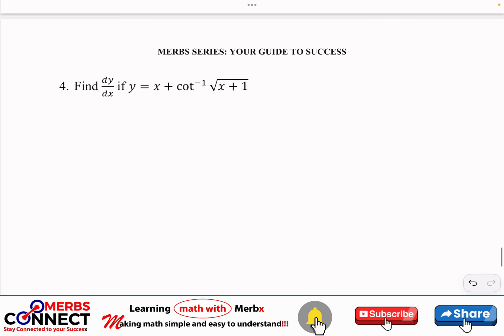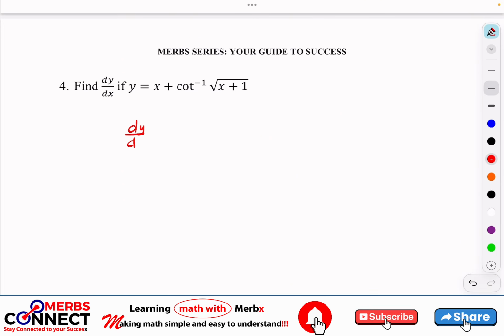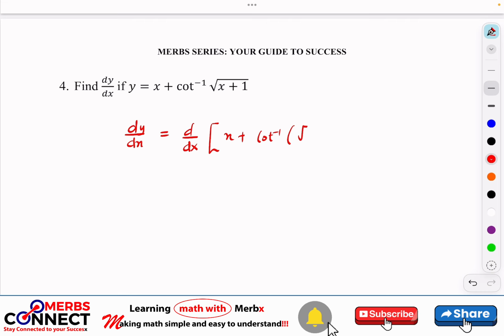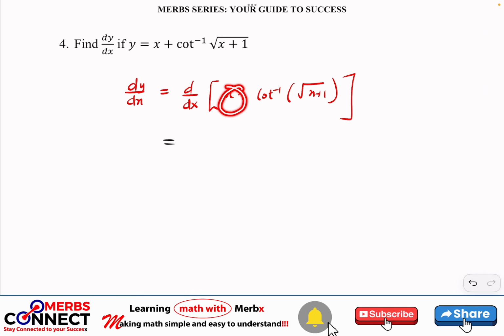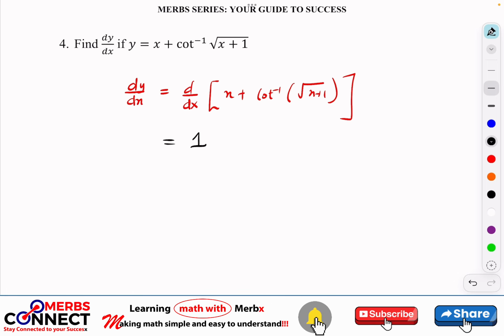We are almost done with the practice. Then I'll give you one to also work on. Let's do this one: dy over dx is equal to d over dx of x plus cot inverse of the square root of x plus 1. Nice. So this is what we get here. When I differentiate x, I know we are going to get a big 1. Nice. Plus, now we need to do this.